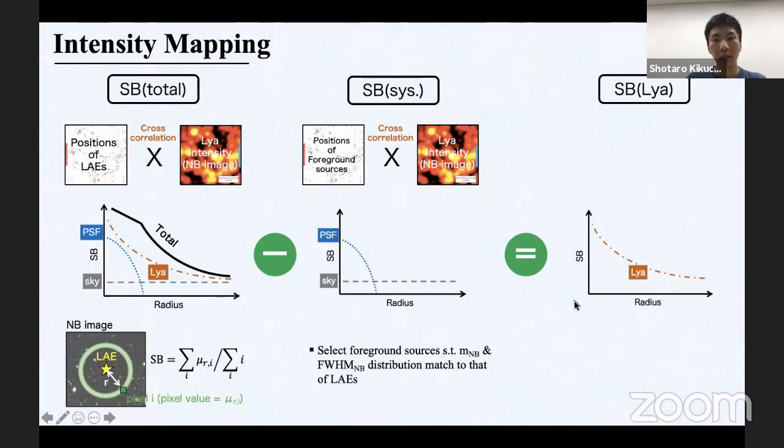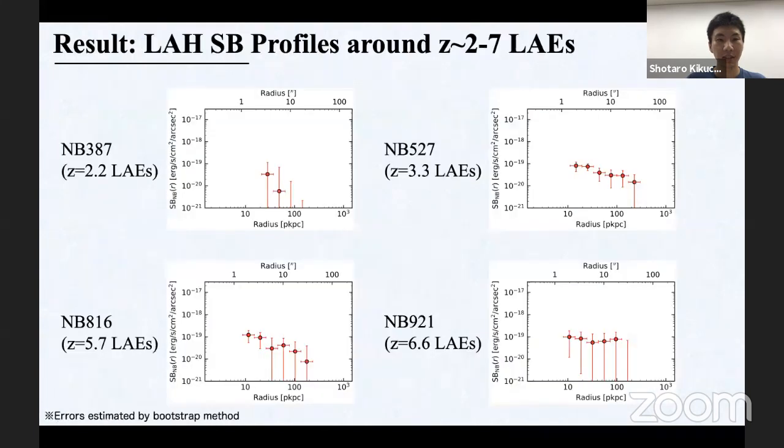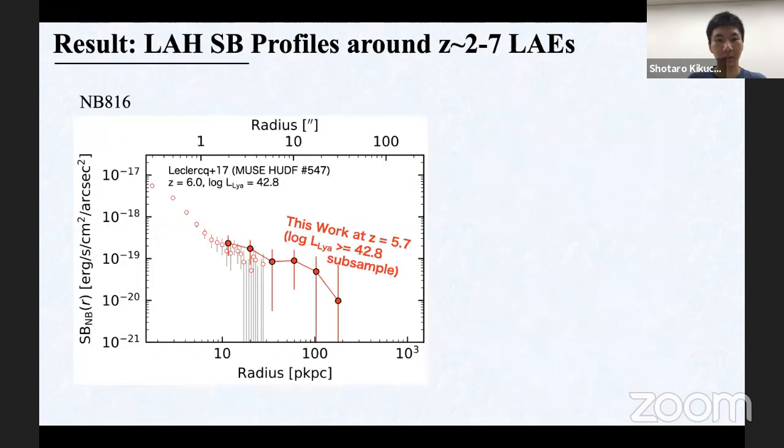Okay, so now we apply this analysis to our samples and finally obtain these results. This result shows the surface brightness profile versus radius at redshifts 2.2, 3.3, 5.7, and 6.6. You can see that at these four redshifts, our data points reach the order of 100 physical kiloparsecs in size. And in order to test that our results are valid, we compare them to previous work.